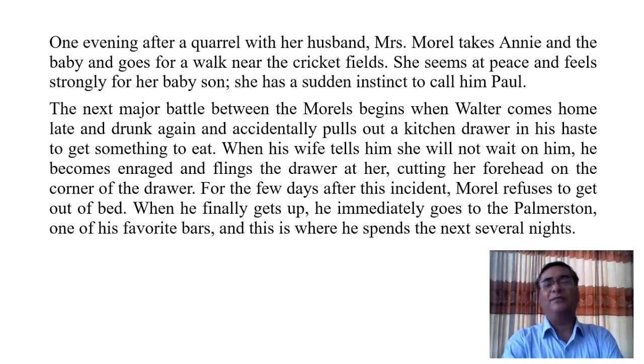Let's proceed. The next major battle between the Morels begins when Walter comes home late and drunk again and accidentally pulls out a kitchen dryer in his haste to get something to eat. So again, another battle starts after a few days. Walter drinks; we already know that he goes to the bar frequently. After returning from the bar, he goes to the kitchen and wants to have some food, and accidentally he lets the kitchen dryer fall.